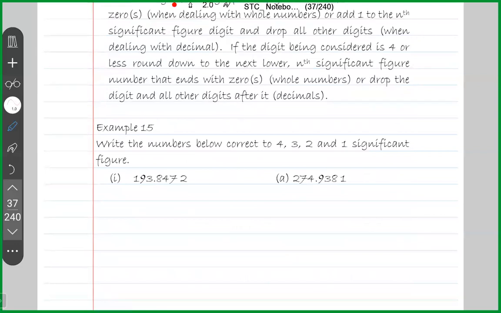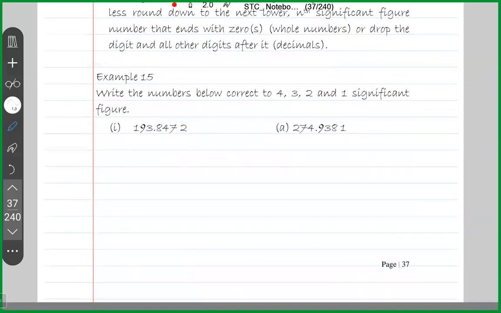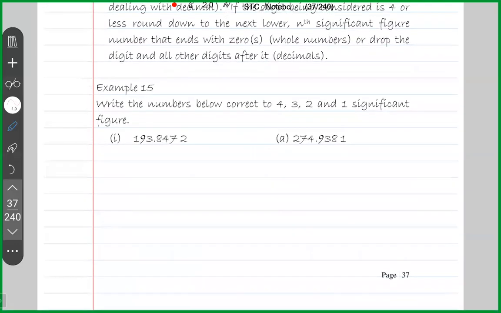All right, so example 15. In example 15, we're asked to write the numbers below correct to 4, 3, 2, and 1 significant figure. So I won't do 4, I'll just do 3, 2, and 1 significant figure. The first significant figure in a number is the first digit to the left that is not 0. So the first significant figure is 1.